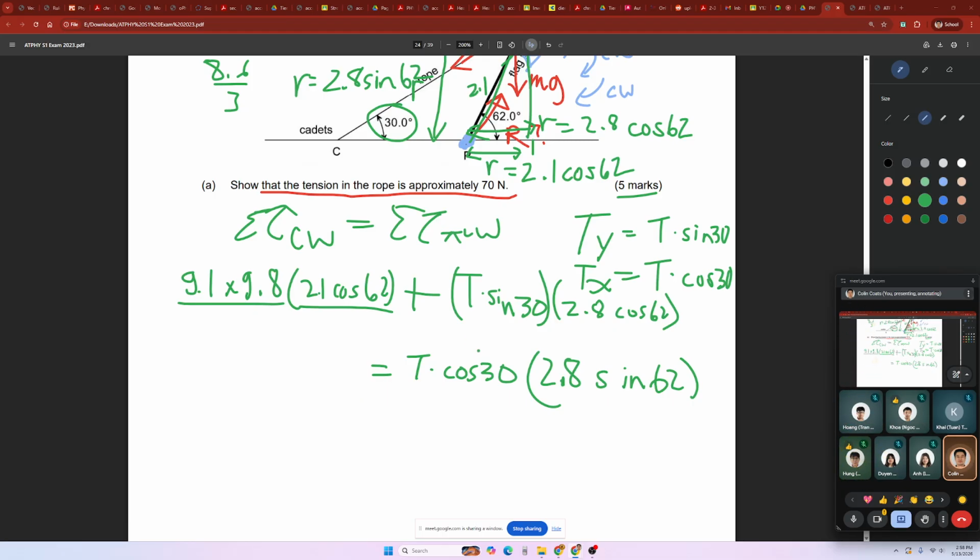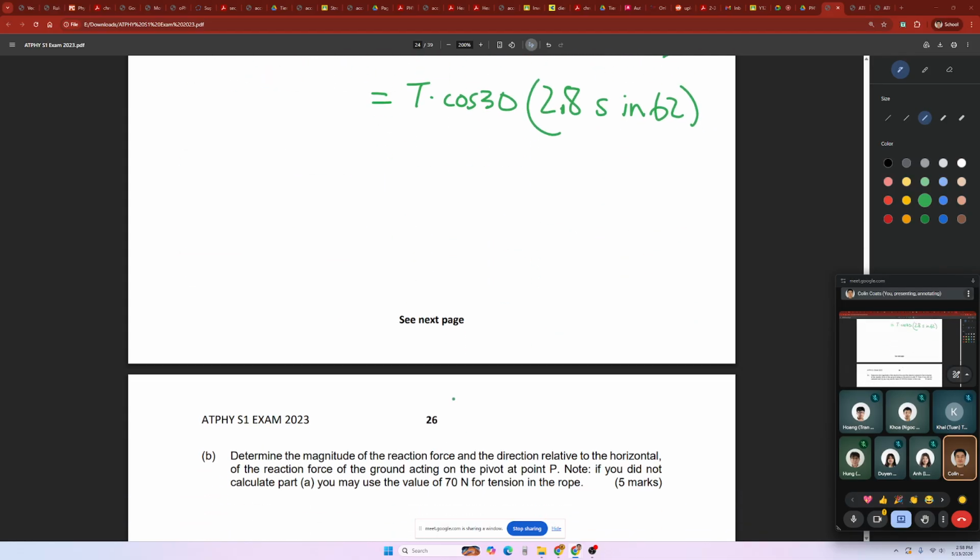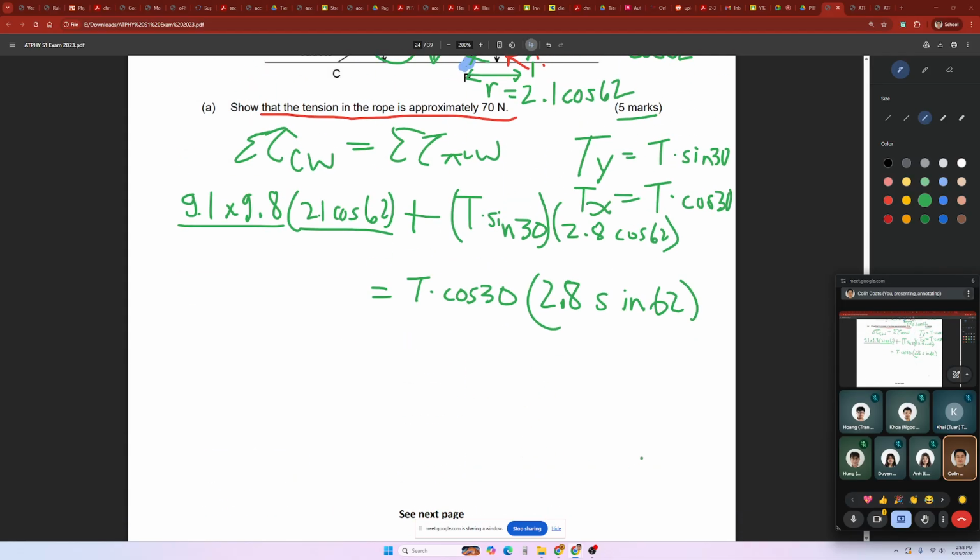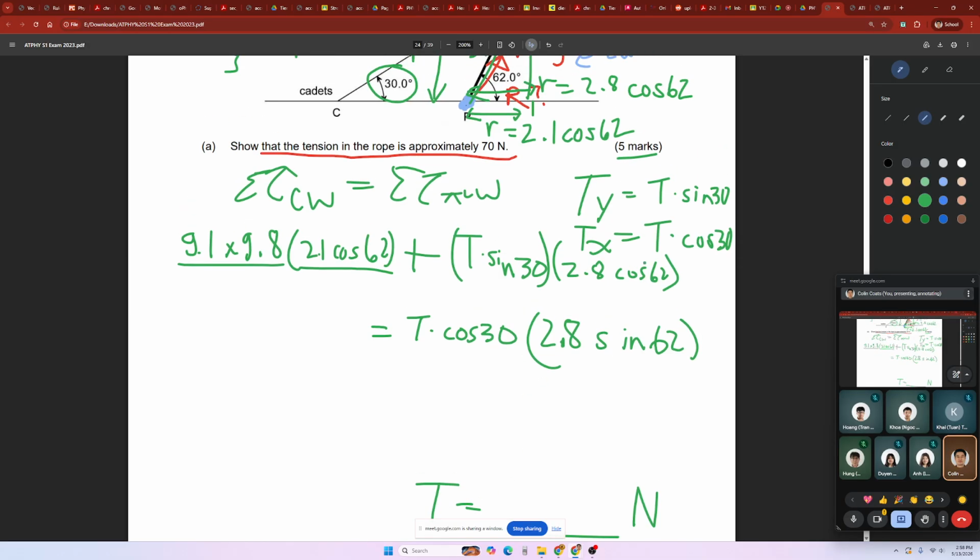Okay, so now, do some moving around of the numbers and solve for T, okay? Let me know if anybody has found the answer for it. I'll write it here for you, but I want you to try to calculate it first.